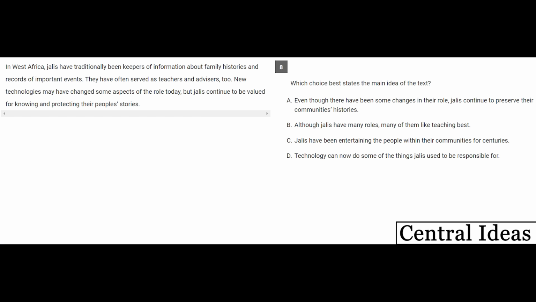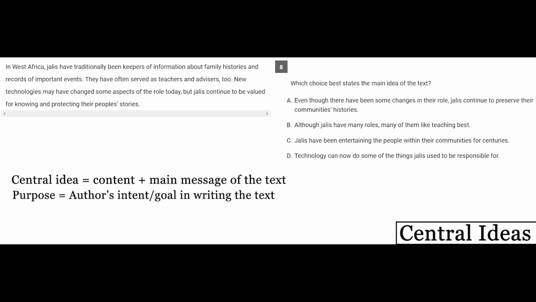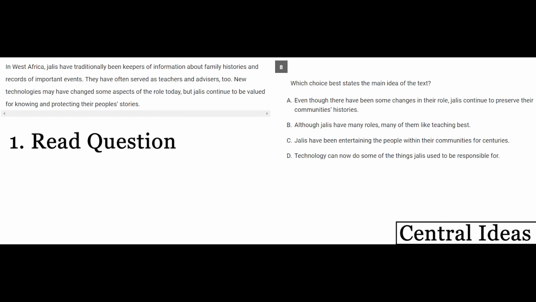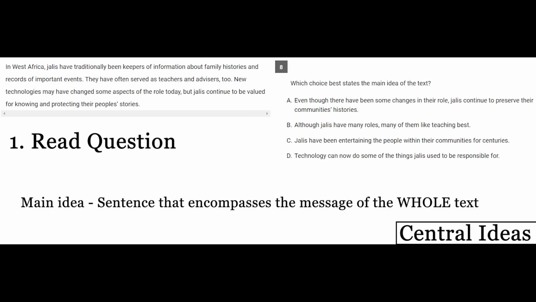The next question type is central ideas and details. To clear up any confusion, the central idea is the content and main message of a text, while the purpose is the author's intent or goal in writing the text. Also, the main idea and central idea mean the same thing. Here's how to approach a main idea question. First, identify the task, which is to find the main idea. The main idea is supposed to be a sentence that encompasses the message of the whole text. Now we can look at the text.